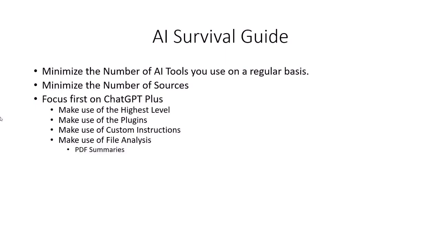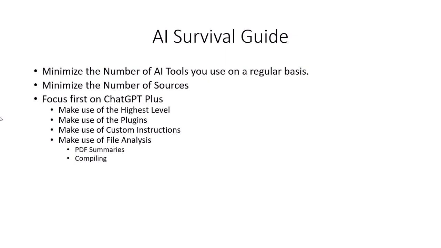For example, the file analysis can do PDF summaries. If you have a long, complicated PDF and you have ChatGPT Plus, you can upload that PDF and ask it for a summary. You can ask it for the main points. You can ask it for bullet points. So if you have very long, very complicated, very hard to understand documents, you can ask ChatGPT to help you not only understand it, but at minimum get your arms around the basic principles of what it is trying to say.